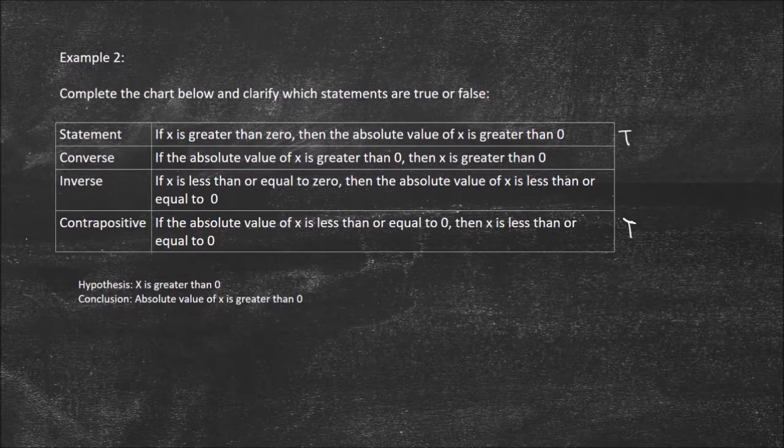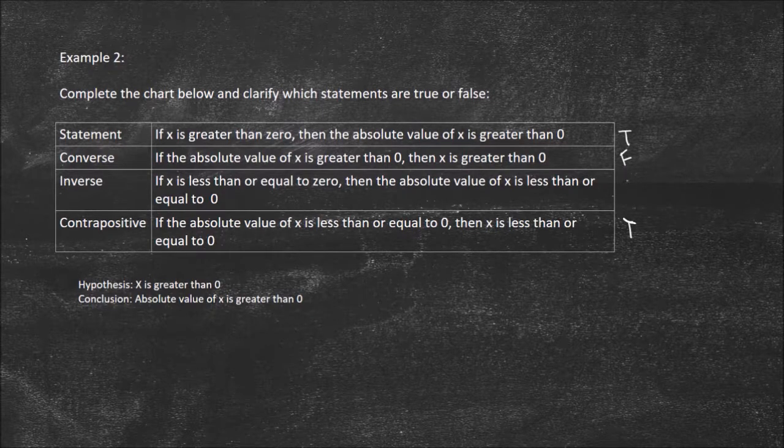Okay, converse. If the absolute value of x is greater than 0, then x is greater than 0. Be careful with this one, because if the absolute value of x is greater than 0, well, x could be negative 10, but its absolute value would be 10, which is greater than 0. But x is not greater than 0, making this statement false.